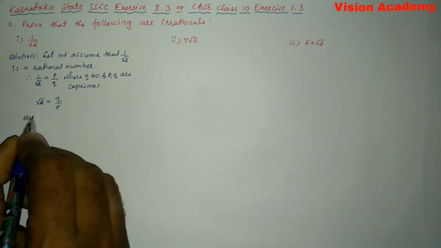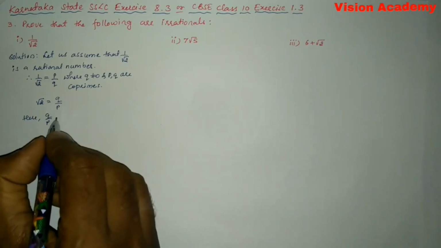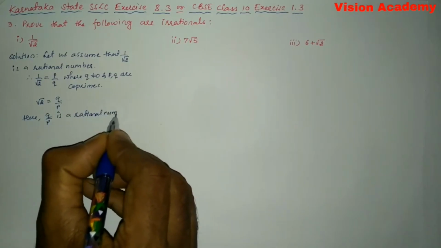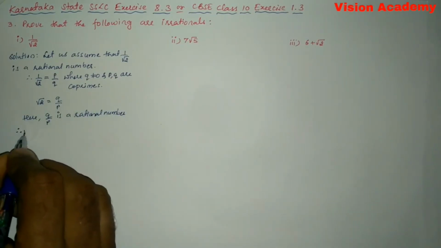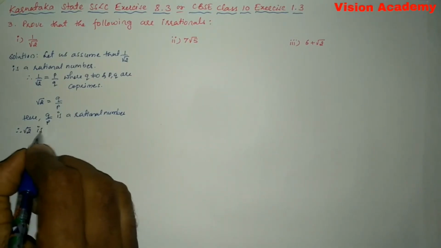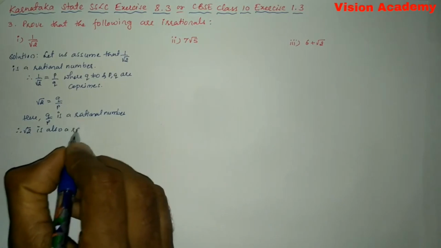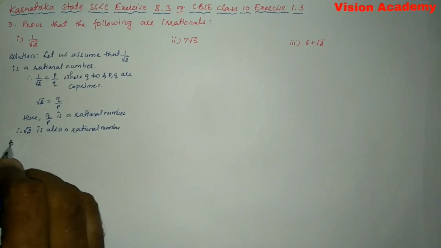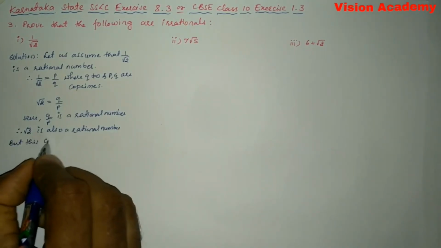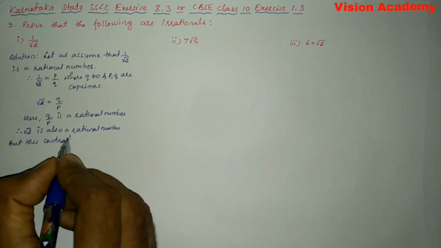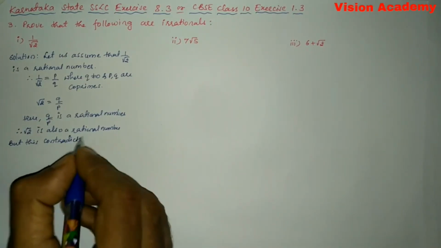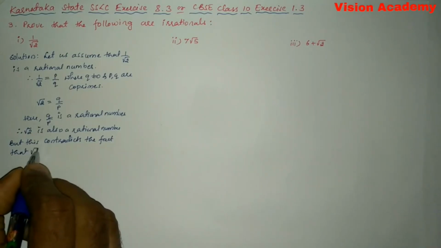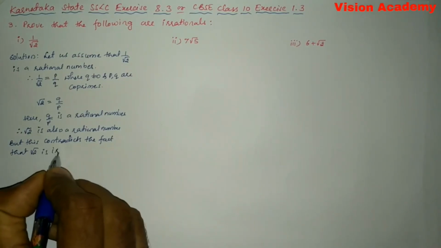Here q by p is a rational number. Therefore, square root of 2 is also a rational number. But this contradicts the fact that square root of 2 is irrational.